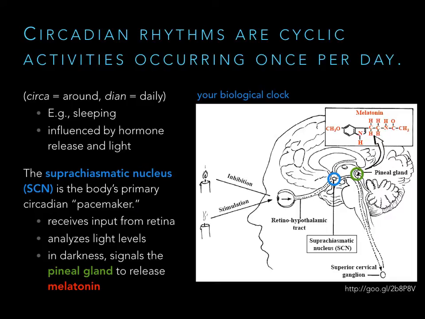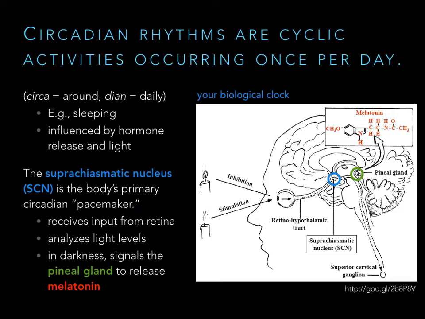So if we're going to have a rhythm, we're going to need some kind of a pacemaker. We're going to need some timekeeper. And we have that in the form of the suprachiasmatic nucleus. All right, the suprachiasmatic nucleus is a little region in the brain that acts as the body's internal clock. We're going to call the suprachiasmatic nucleus the SCN for the sake of time.